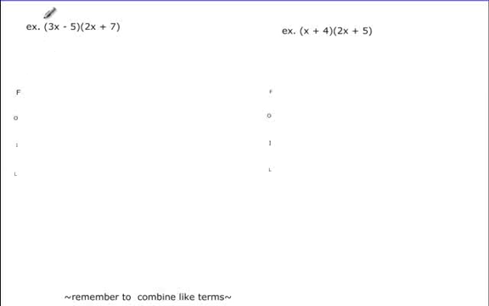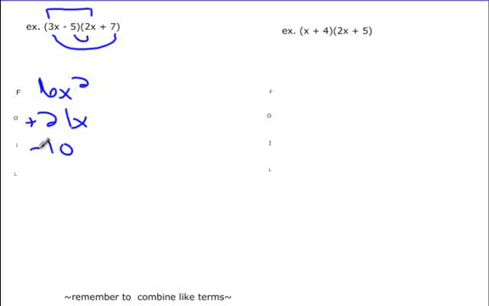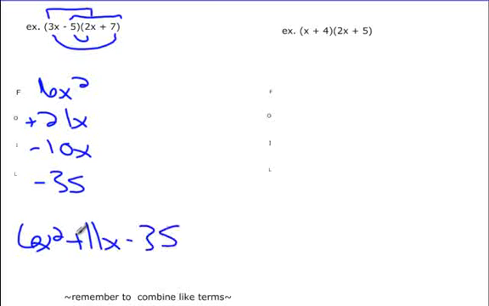Okay, so first, we're just going to do a couple more examples together. So I have 3 times 2, that's 6x squared. We have outside, so I make the smiley face here, 21x positive. Inside, minus 10x. And the last, minus 35. So I have 6x squared. 21 minus 10 is 11, so 11x minus 35 is my final answer.